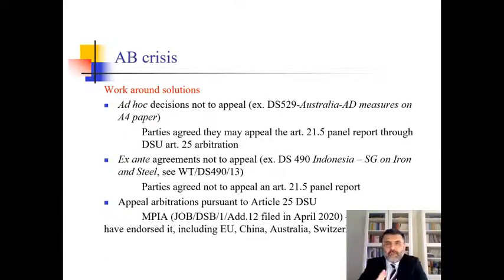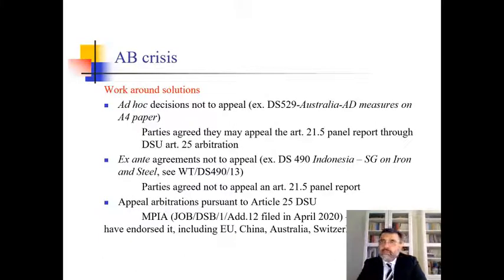Arbitration is provided for in Article 25 of the DSU as an alternative to this mechanism. It's only been used once so far, so it's not really being used frequently by WTO members. But in this case, the parties decided that they may use arbitration, which is a voluntary mechanism, rather than the normal appeal mechanism. There's been at least one case where the parties decided ex ante not to appeal a panel report.